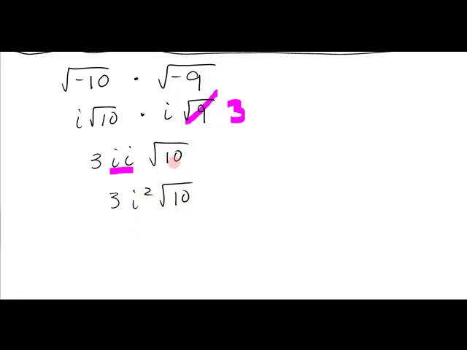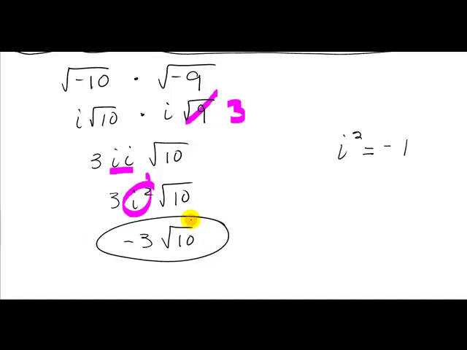But we have another rule to take care of this i squared. So i squared equals -1. So to completely simplify this, this becomes -3 times the square root of 10. We pulled the i's out first, then we multiplied them to get i squared, and then now we know that i squared equals -1.